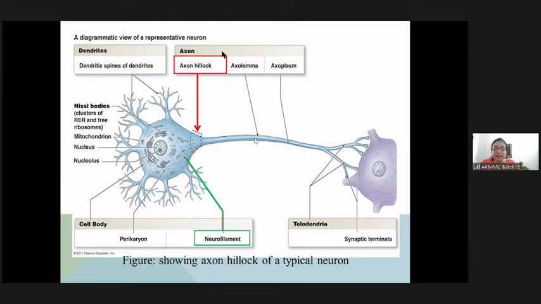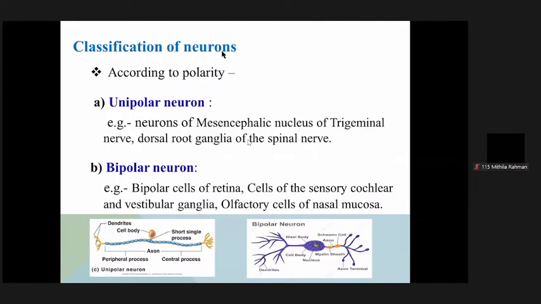Exoplasm. And the covering of the axon will be known as Exolemma. Okay, understood? Yes, ma'am. Very good. Okay, now, how can we classify this neuron?